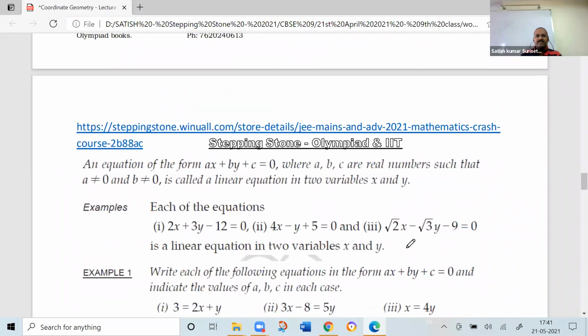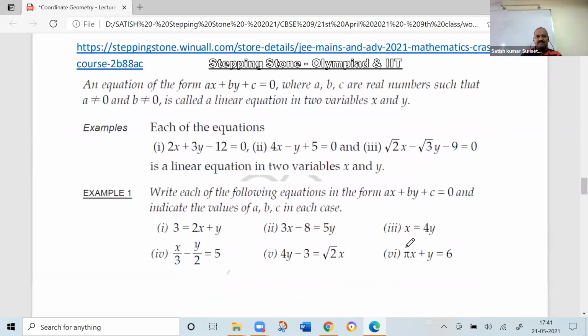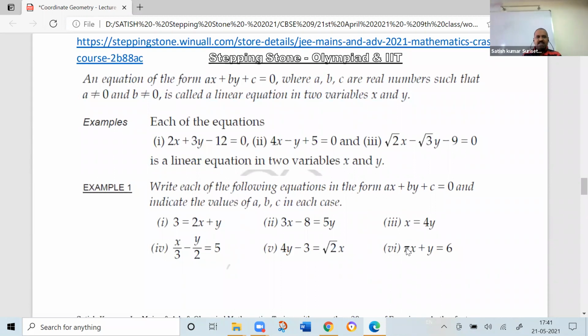Now, what is the general form of the linear equation in two variables? An equation of the form ax plus by plus c equal to 0, where a, b, c are real numbers such that a not equal to 0 and b not equal to 0, is called a linear equation in two variables x and y.